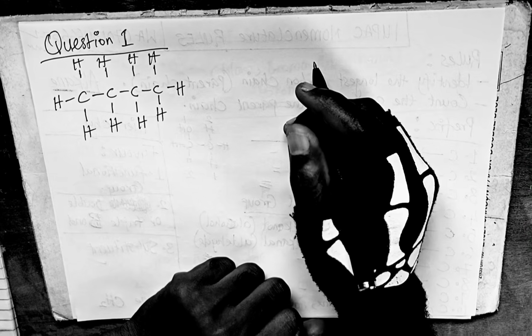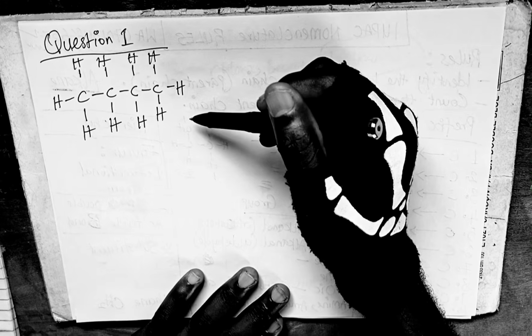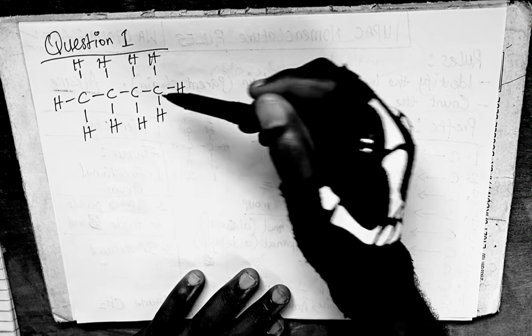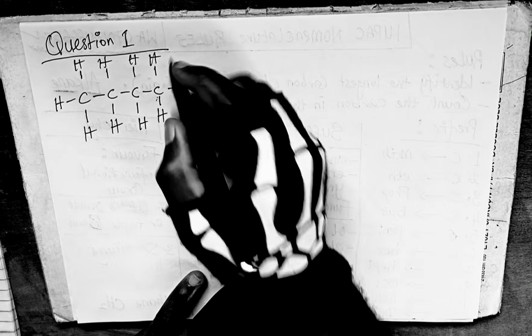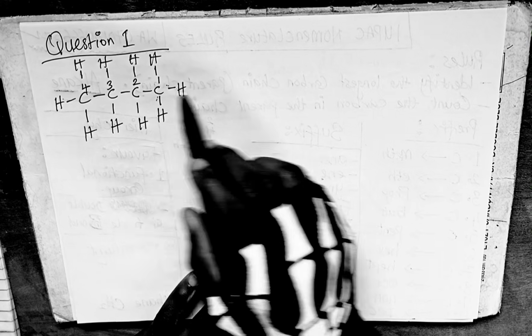All right. So the question says we should what? We should name this compound. Okay. What do we do first? The first thing to do is to count the longest continuous chain. Okay. So we count: 1, 2, 3, 4. That's what the longest continuous carbon to carbon chain is.